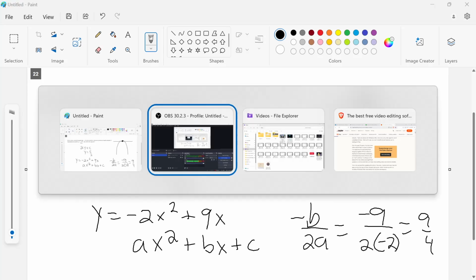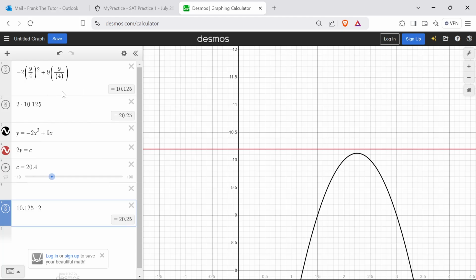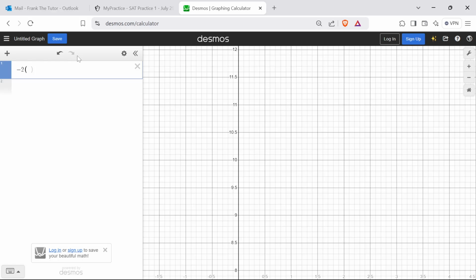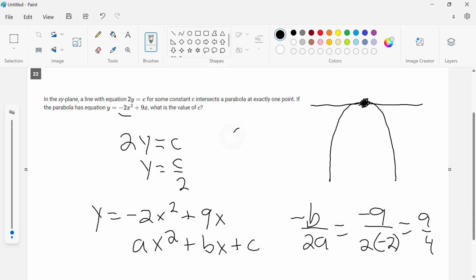Well, that sounds like it's work for a calculator. So I'm going to go negative 2 times 9/4, since x is 9/4 at the vertex, squared, plus 9 times 9/4, and get 10.125. And then I just have to multiply that by 2. 10.125 times 2 is 20.25. There is the answer. C equals 20.25.